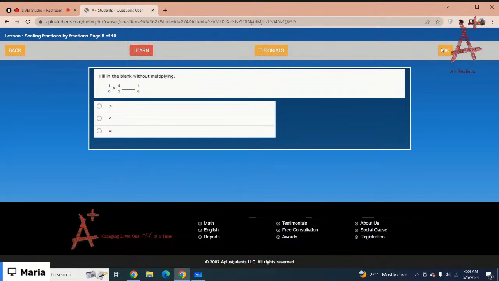Okay, 1 by 6 times 4 over 5, and we have to compare it to 1 over 6. Yes, 4 over 5 is less than 1. Got it? That means 1 by 6 times 4 by 5 is less than 1 over 6.